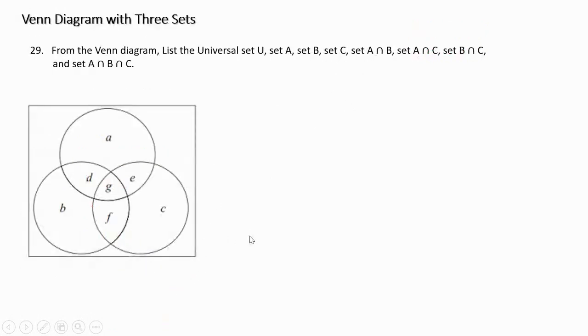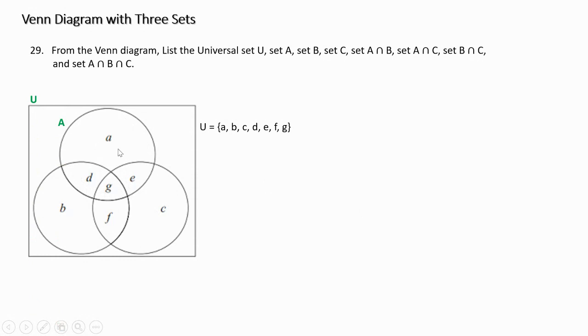Okay, now let's do one from the Venn diagram. List the universal set U, set A, set B, and set C. Set A intersects B, set A intersects C, set B intersects C, and set A intersects B and C. So let's start here. This is my universal set. My U universal set is A, B, C, D, E, F, G, all the elements that are here.